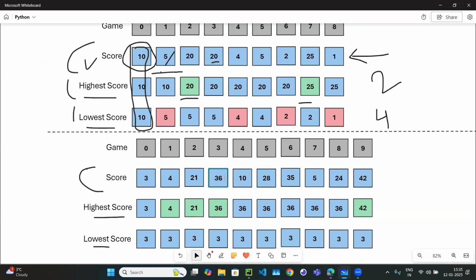In the next game, 36, did she break the highest score? Yes. Did she break the lowest score? No. In the next game, 10, did she break the highest score? No. Did she break the lowest score? No. Then 20, highest? No. Lowest? No. 35, highest? No. Lowest? No. Next 5, highest? No. Lowest? No. 24, highest? No. Lowest? No. 42, did she break the highest score? The highest score was 36, so yes. Did she break the lowest score? No.